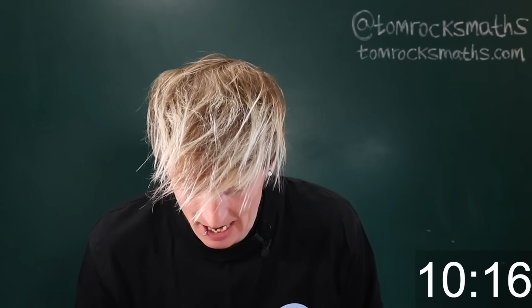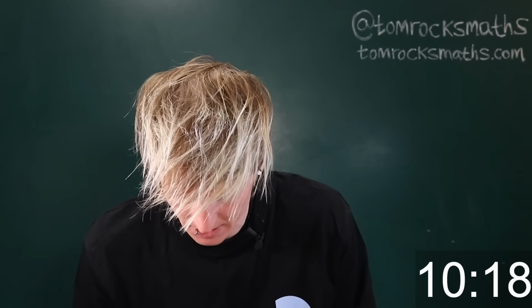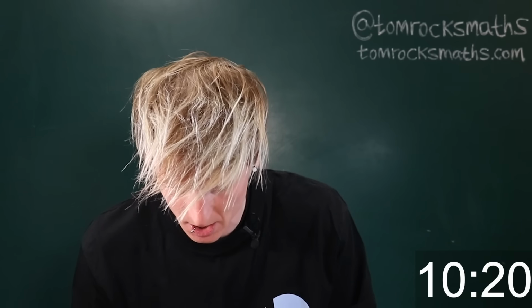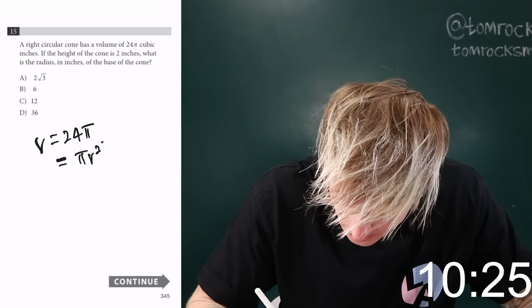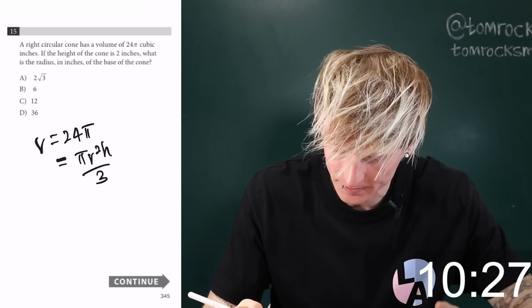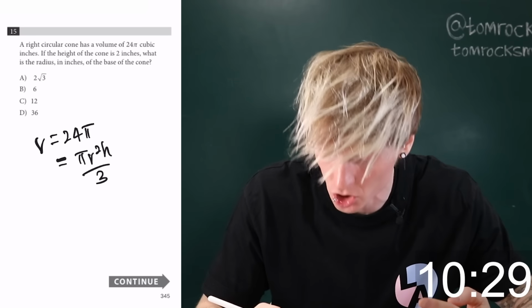One third pi r squared h. So that's pi r squared h over 3. Okay, and we're told that the height is 2.